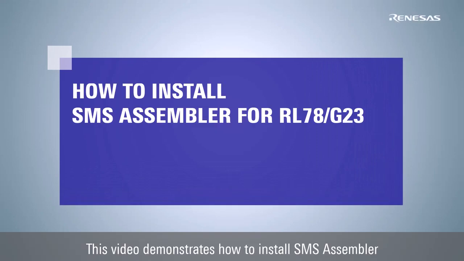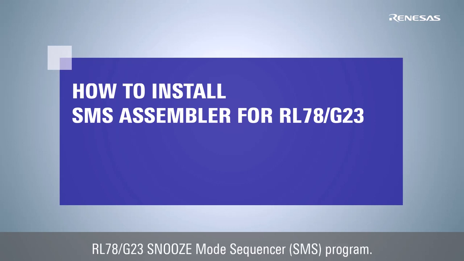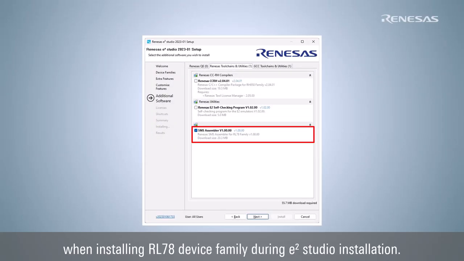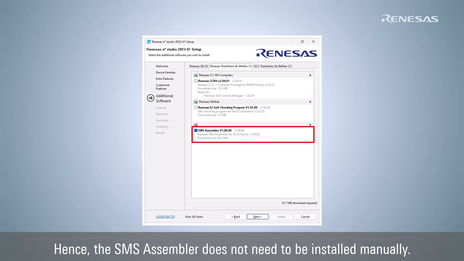This video demonstrates how to install SMS Assembler that is used to compile the RL78 G23 SNOOZE Mode Sequencer program. The SMS Assembler will be installed by default when installing RL78 device family during eSquare Studio installation. Hence, the SMS Assembler does not need to be installed manually.